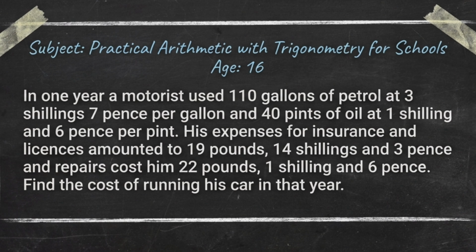The example is of the cost of running a car. And the question goes like this. In 1 year, a motorist used 110 gallons of petrol at 3 shillings and 7 per gallon, and 40 pints of oil at 1 shilling and 6 per pint. His expenses for insurances and licences amounted to £19, 14 shillings and 3 and repairs cost him £22, 1 shilling and 6. Find the cost of running his car in that year.